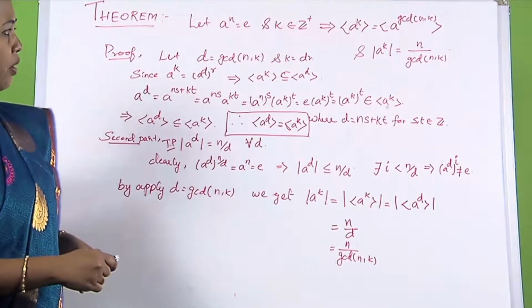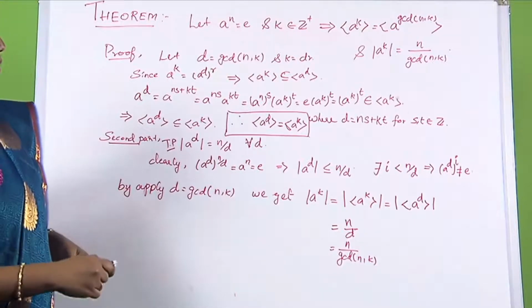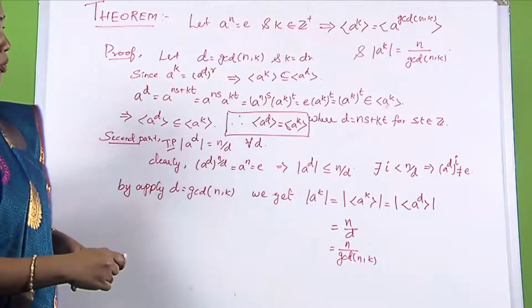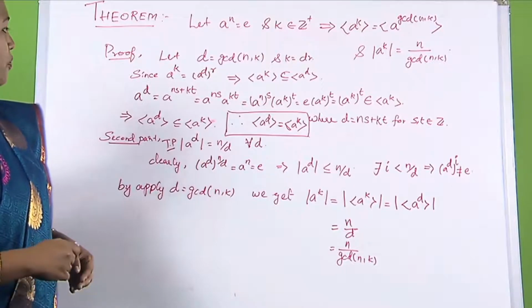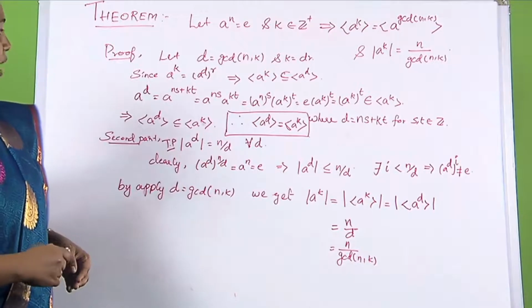We have brought it to this format, and therefore we started at an element that is a power d, and it belongs to the group generated by a power k, and therefore we can show that a power d is a subset of the group generated by a power k.